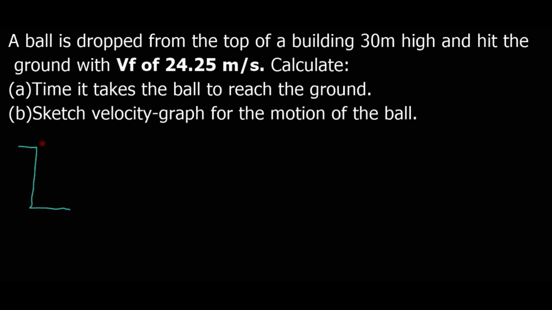Let's say this is a building, and this is where the object is dropped, and the building is 30 meters high. If this object is dropped, this means certainly the initial velocity is 0, and then the final velocity. Let's say upward is positive. If upward is positive, this means our downwards is negative, and therefore our acceleration will be negative.